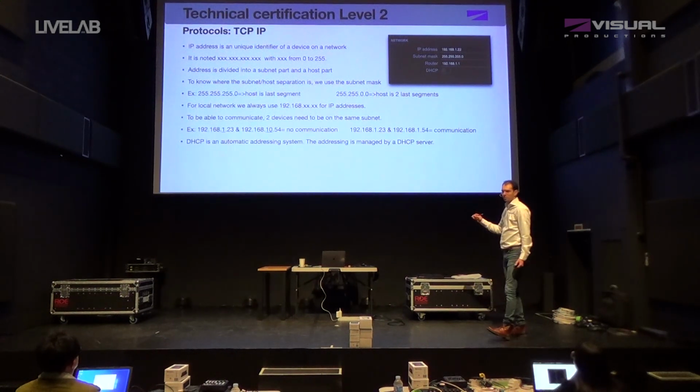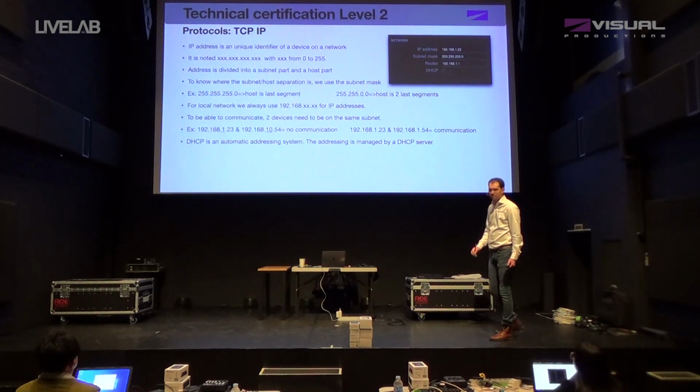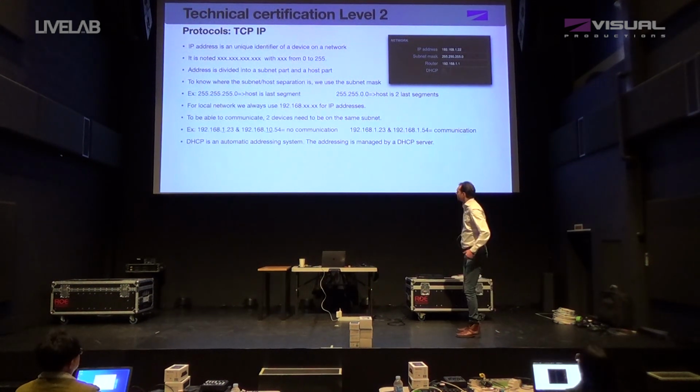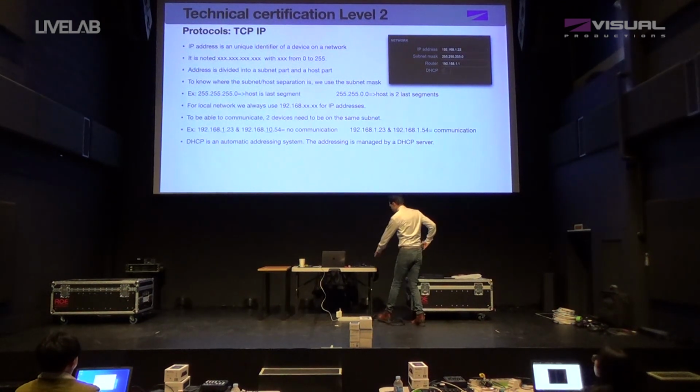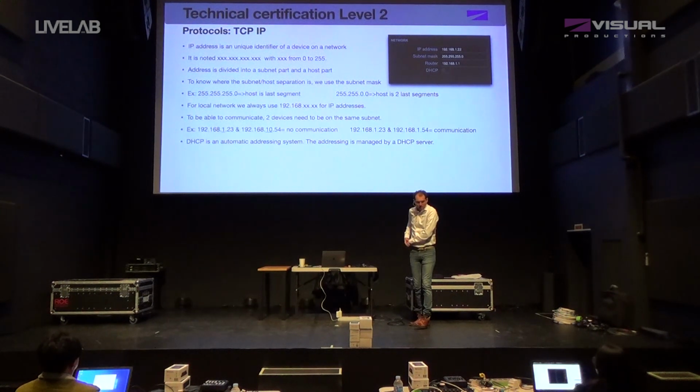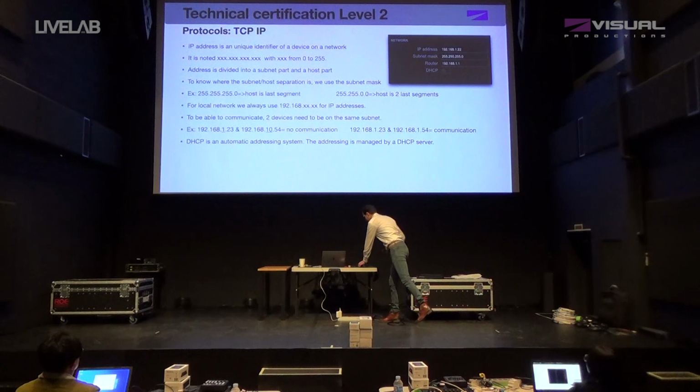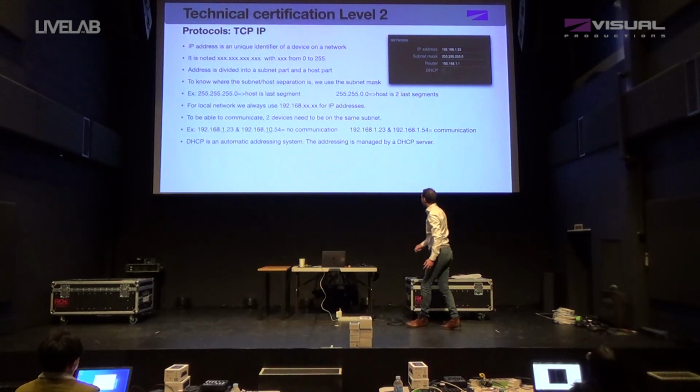So on the Visual Productions product, you also have the DHCP system. DHCP is the automatic addressing system. And to get the DHCP working, you need to have a DHCP server on the network.